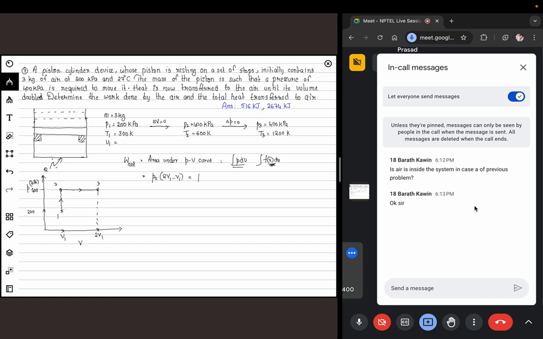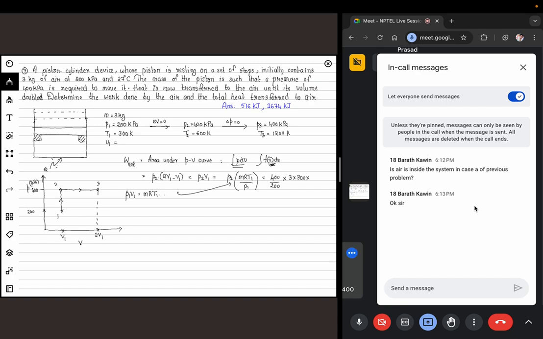So P2 times V1. How do I calculate V1? We use the ideal gas equation. P1 V1 equals m R T1. From this relation, I can get V1 as m R T1 by P1. P2 by P1, I already know: 400 by 200. Mass is something that I know. Initial temperature is also known. So the R value here.